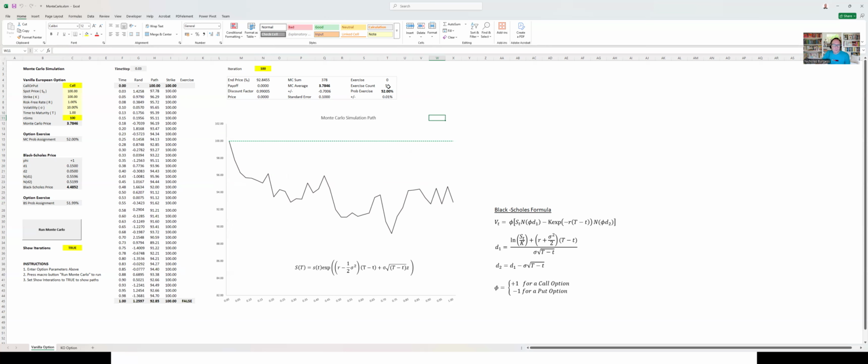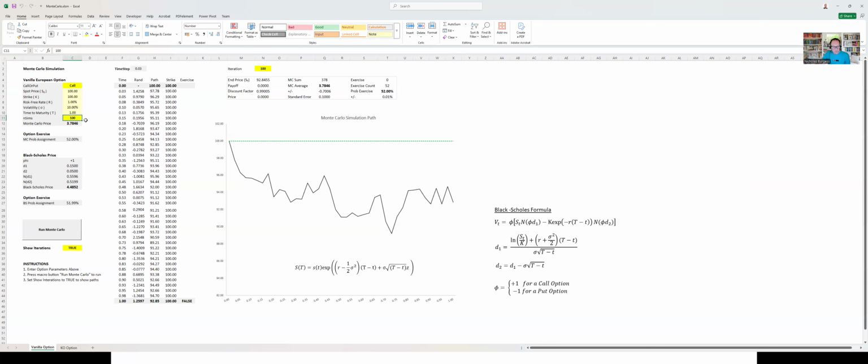So you can see here the probability of exercise is 52. The Black-Scholes is saying it's 51.99. This is the ND2 expression in the Black-Scholes formula, which is the probability of being in the money. It's not delta, which is ND1. Probability of being in the money is ND2. So please don't use delta. It's not the same. Use ND2.